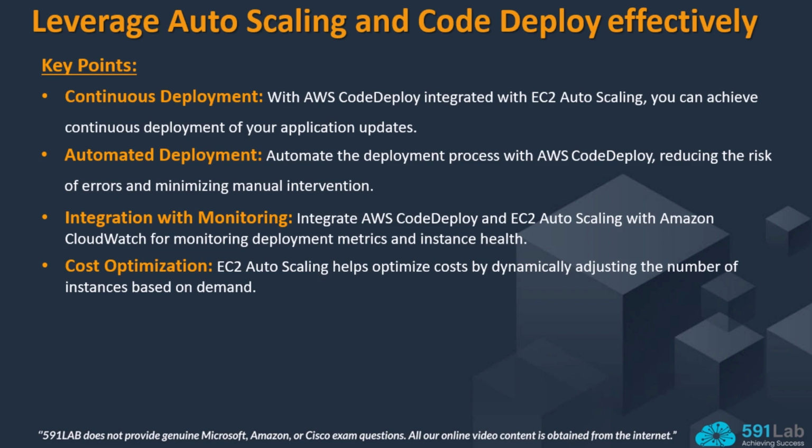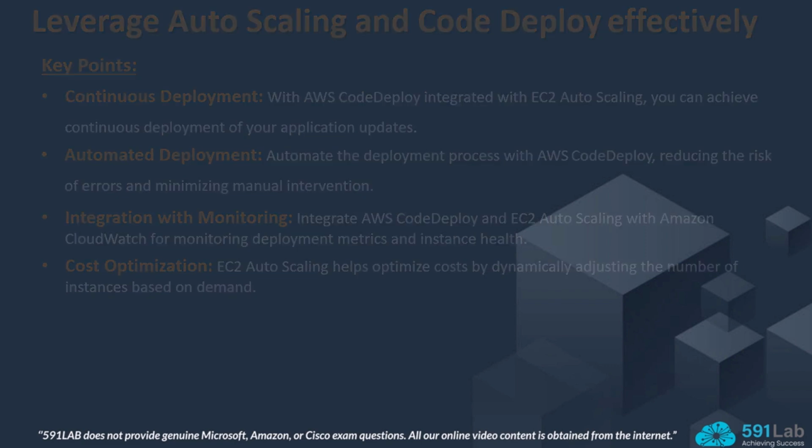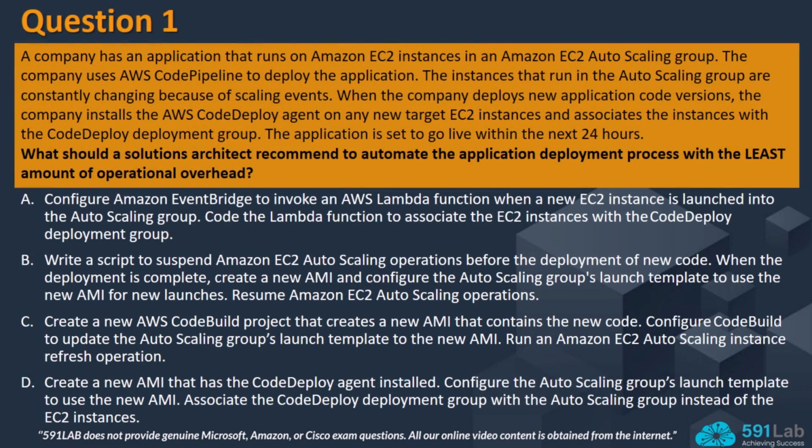Now it's time to solve some exam-style questions, so let's get started. Question number 1. A company has an application that runs on Amazon EC2 instances in an Amazon EC2 auto scaling group. The company uses AWS CodePipeline to deploy the application. The instances that run in the auto scaling group are constantly changing because of scaling events.